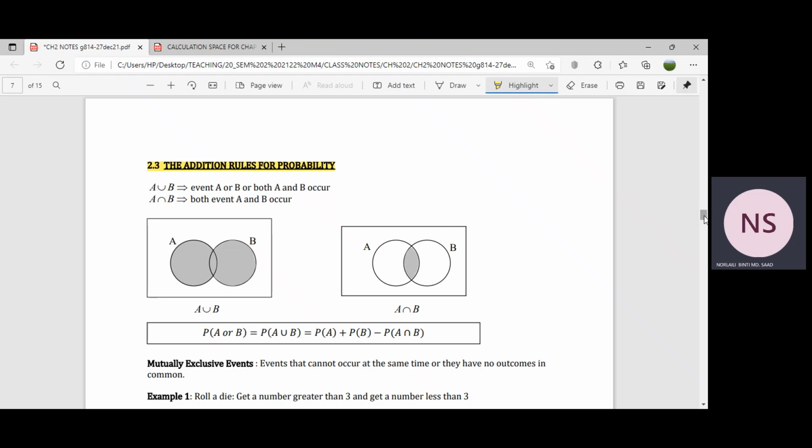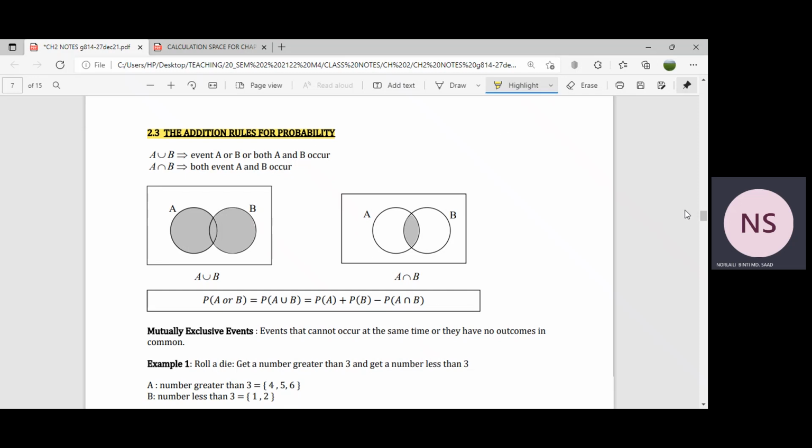In this video, I will explain section 2.3, the addition rules for probability. For the addition rules, when we are dealing with the union of two events, A union B, we have to find the probability of event A or event B, or both events A and B occur. If you look at this Venn diagram, this is the area of A union B. For this part, we are going to apply the addition rules.